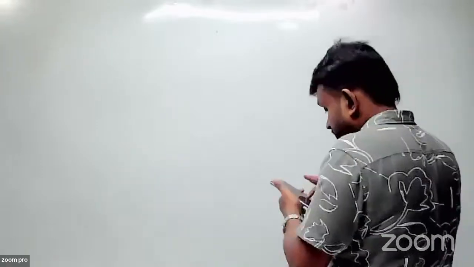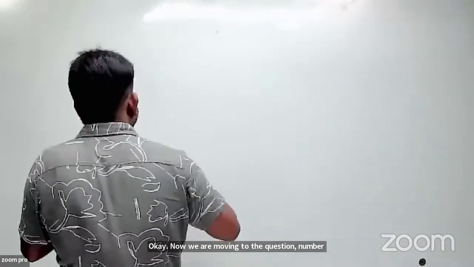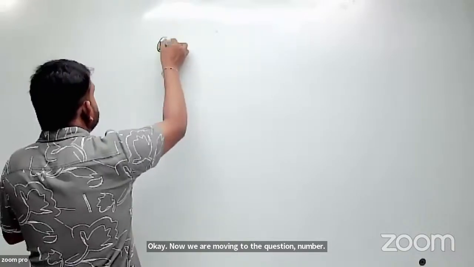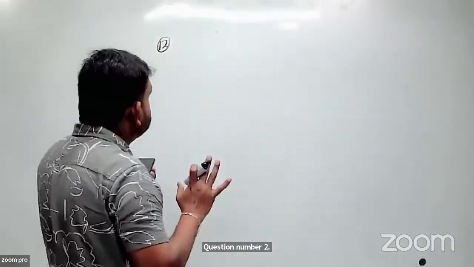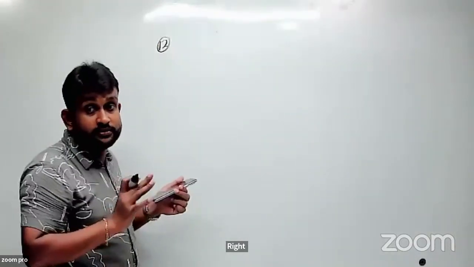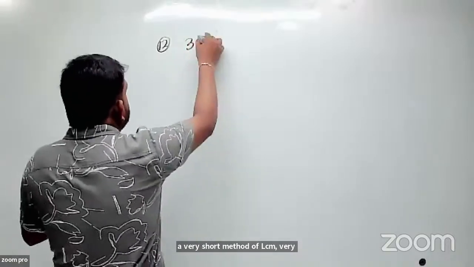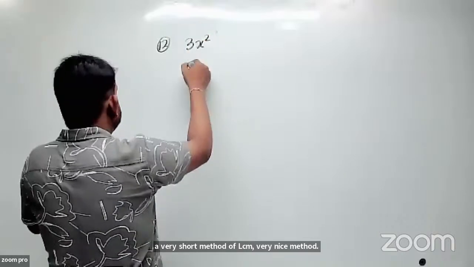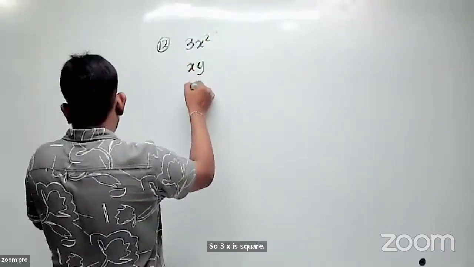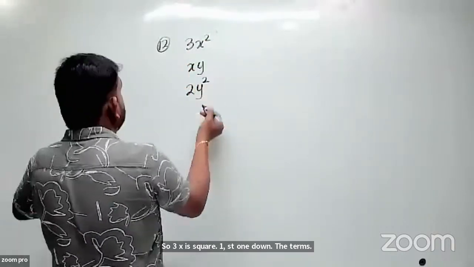Okay, now we are moving to question number 12. Right. Carefully see. I will teach you a very short method of finding this LCM. Very nice method. So 3x squared, first one. Write down the terms vertically downward. Then xy, then 2y squared.